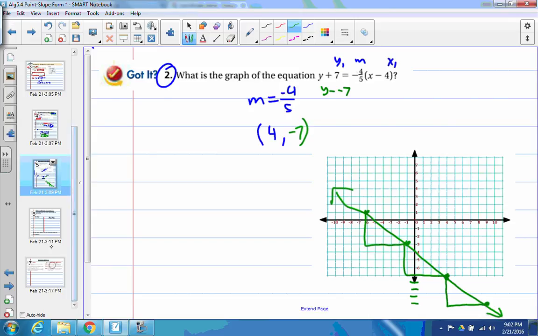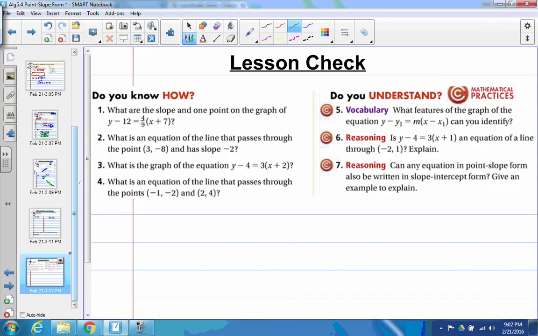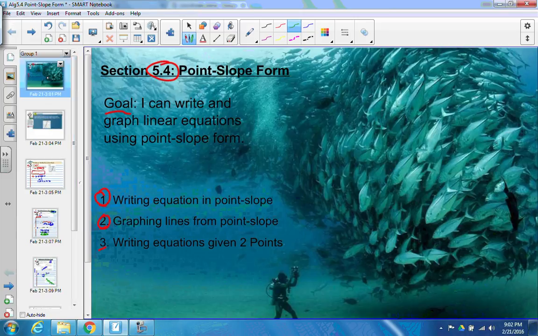So we're going to finish up the rest of this next time. But our goal, remember, is to write and graph linear equations. And we've done that. We wrote and we graphed linear equations in point-slope form. We're going to finish up next time with writing equations or graphing when you're given 2 points.